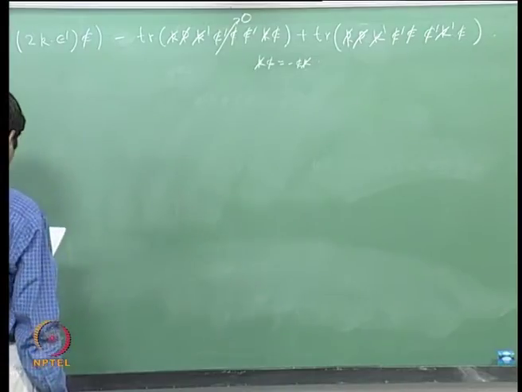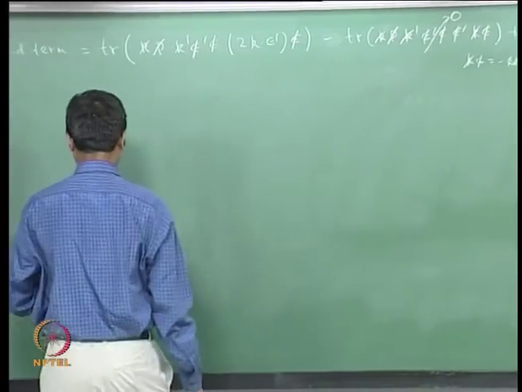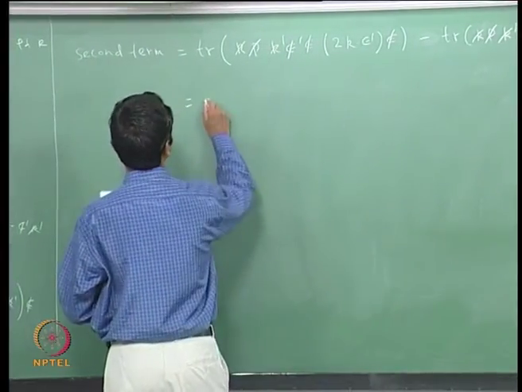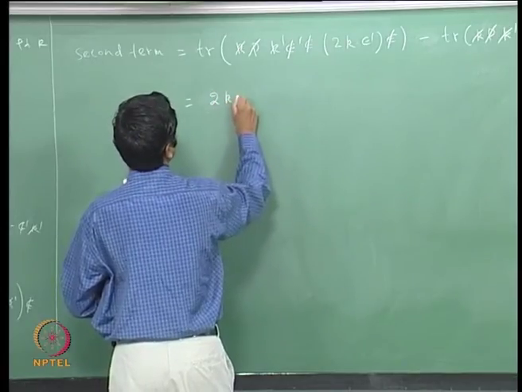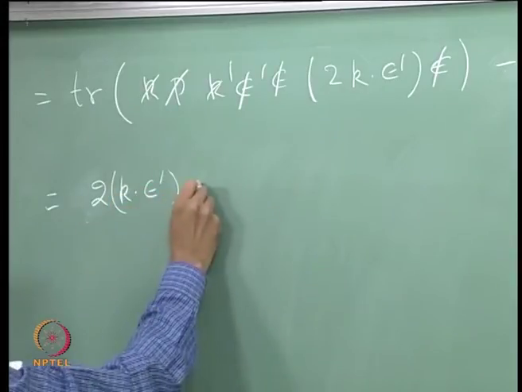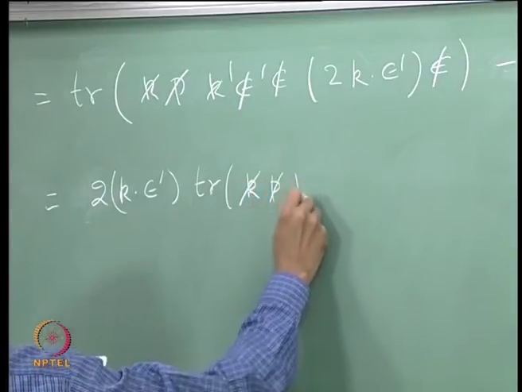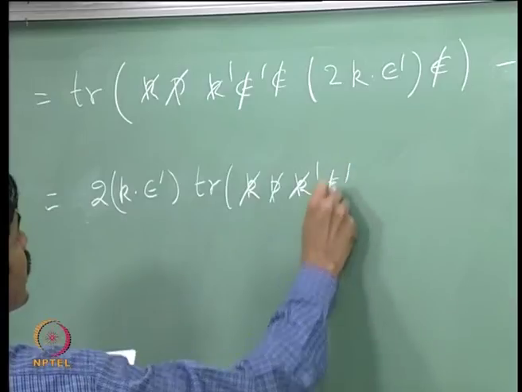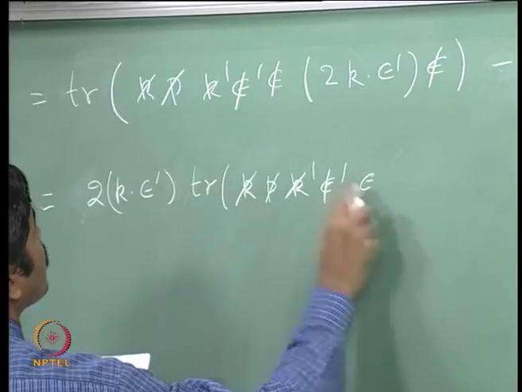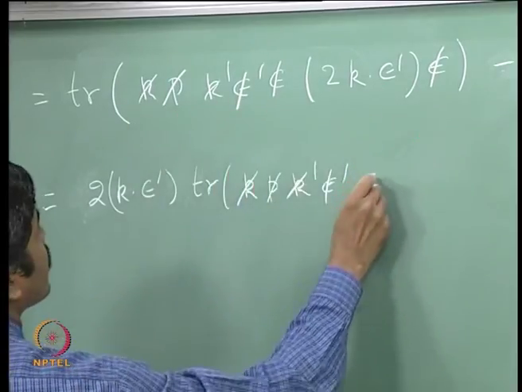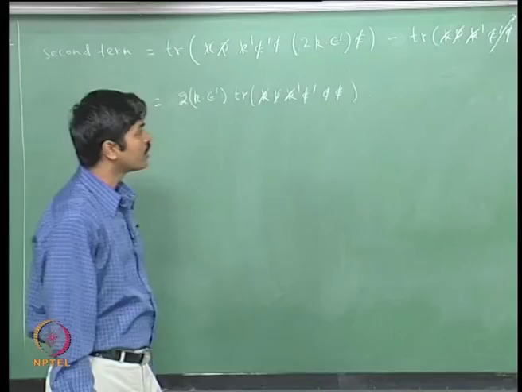Epsilon prime slash, k prime slash, so this is twice k dot epsilon prime, trace of k slash p slash k prime slash epsilon prime slash epsilon slash epsilon slash. Okay. This is one term.